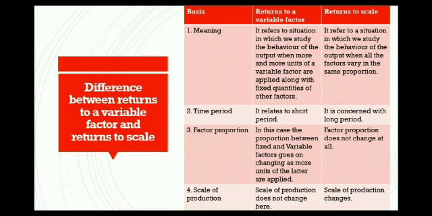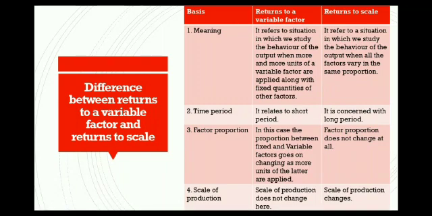Next, distinction between returns to a variable factor and returns to scale. In the returns to a variable factor, only one factor is changed, keeping other factors fixed, whereas in the returns to scale, all the factors are changed in the same proportion. The returns to a variable factor usually happen in the short period, wherein the level of production can be changed, whereas the returns to scale operate in the long run, wherein the scale of production can be changed.